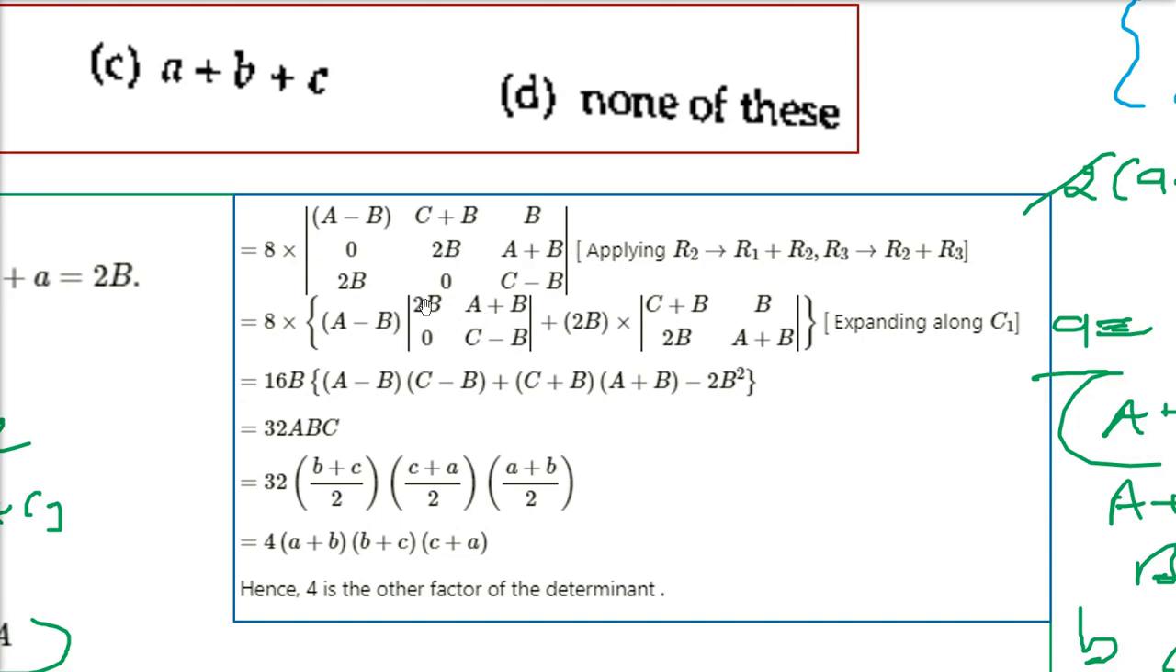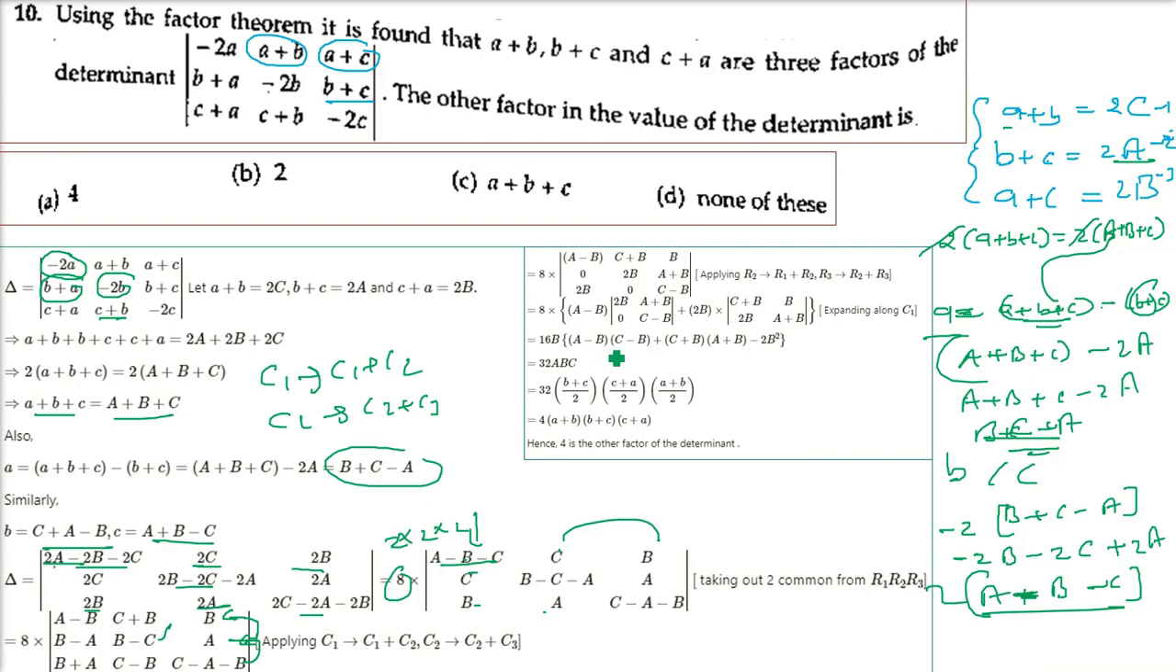So A minus B, just write the cofactor, no, the minor here. So when we just open this, we get 32 into A plus B plus C. So 16 we have taken, and 2 will come outside. Only ABC will remain, 32 times capital A, capital B, capital C. But capital A, capital B, capital C, this you have chosen, you have written. The question is only asking about small a, b, c.